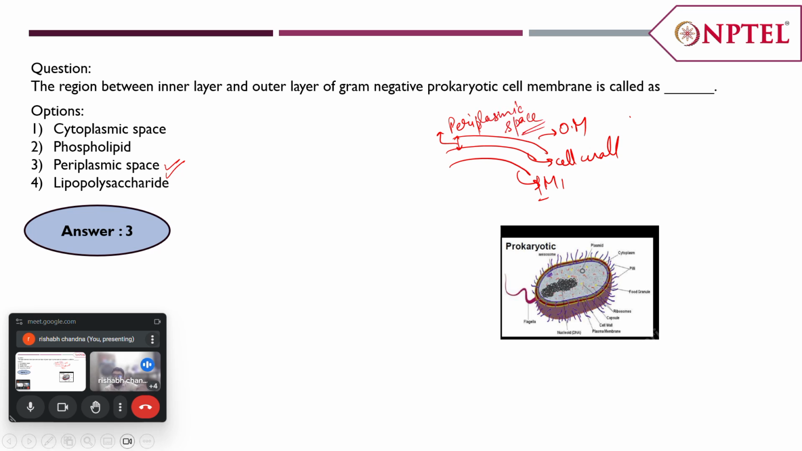And majorly the complex degrading enzymes are present in the periplasmic space, and only small proteins are present here. Okay, so this also provides an added advantage to some of the bacterial cells. Okay, so any doubts in this question?